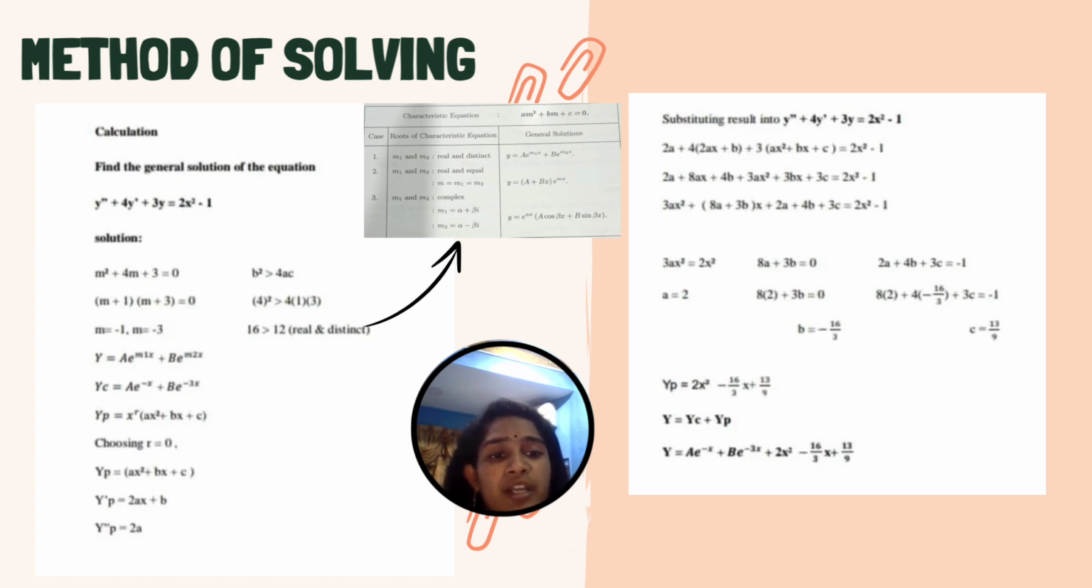Y equals YC plus YP. So the Y equation is A e^(-x) plus B e^(-3x) plus 2x squared minus 16 over 3x plus 30 over 9. This is the solution of y'' plus 4y' plus 3y equals 2x squared minus 1.